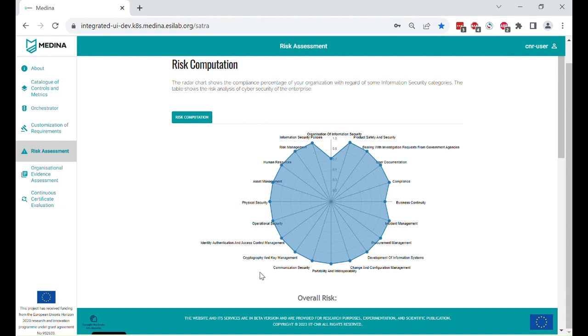Well, clearly here, the first thing we can see is the radar chart that shows how well all categories of EUCS are implemented. So they all must be one in the ideal case, but we can easily see here that there are some problems with organization of information security and business continuity.